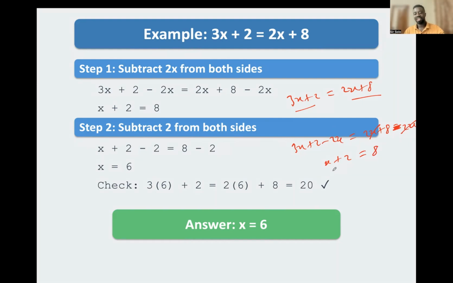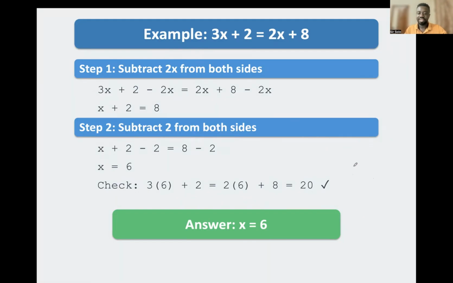Now you need to subtract the constant. So what we do is we subtract both sides by 2, right? So we have x plus 2 minus 2 is equal to 8 minus 2. The 2s cancel, and x is equal to 8 minus 2, which is 6, right? So the answer is 6.